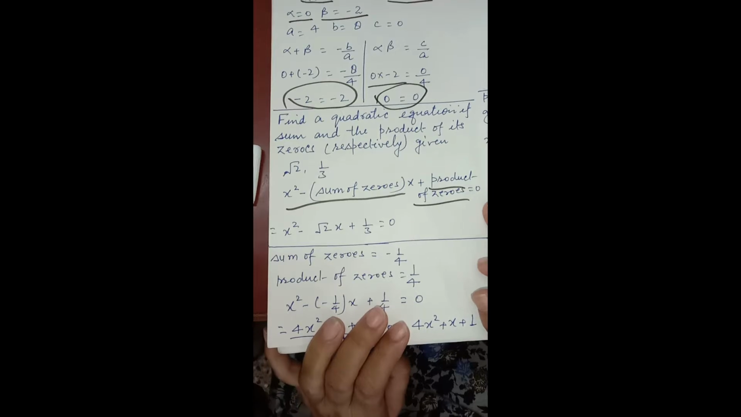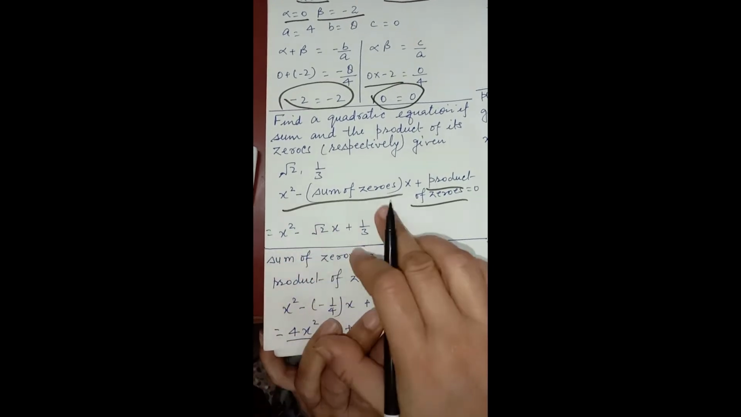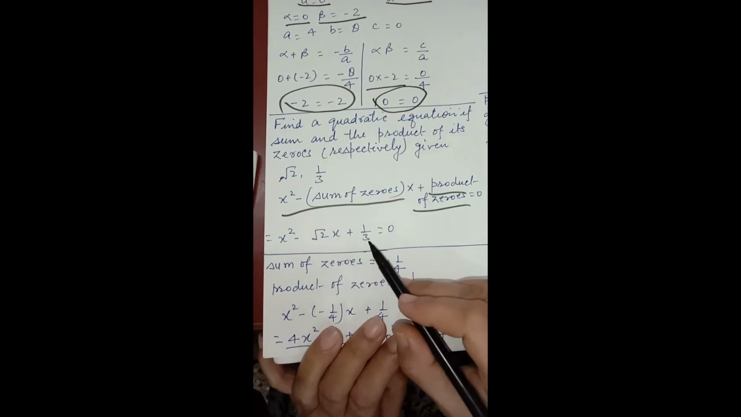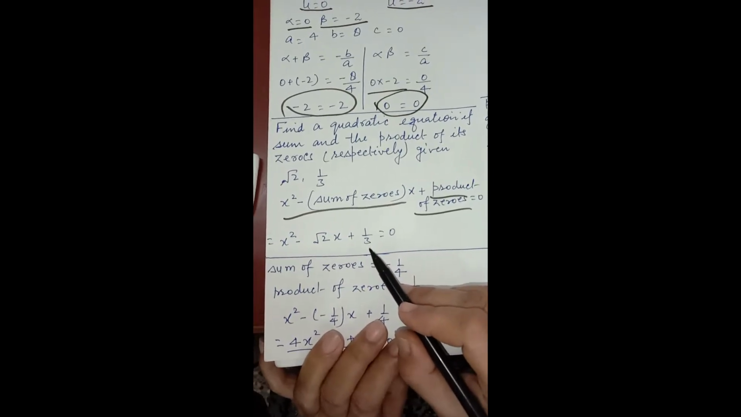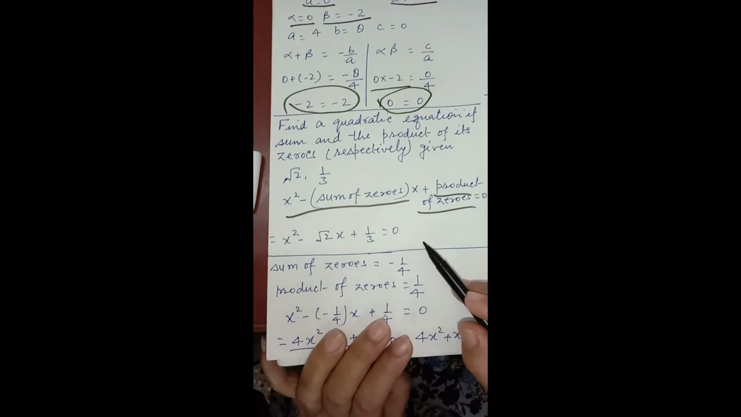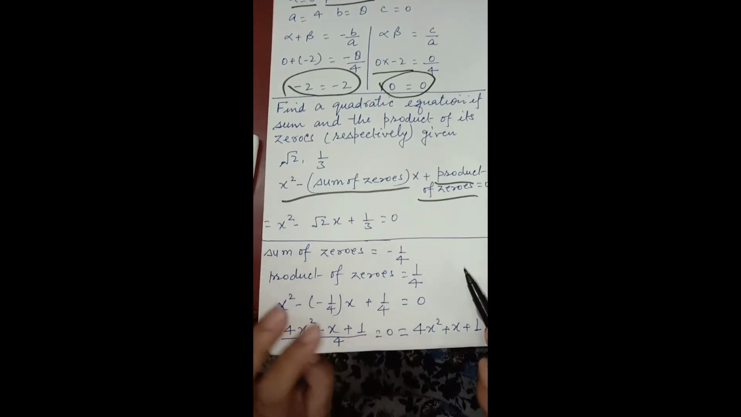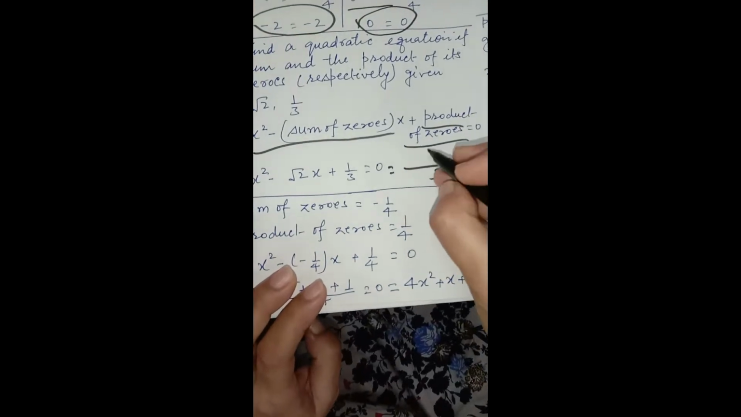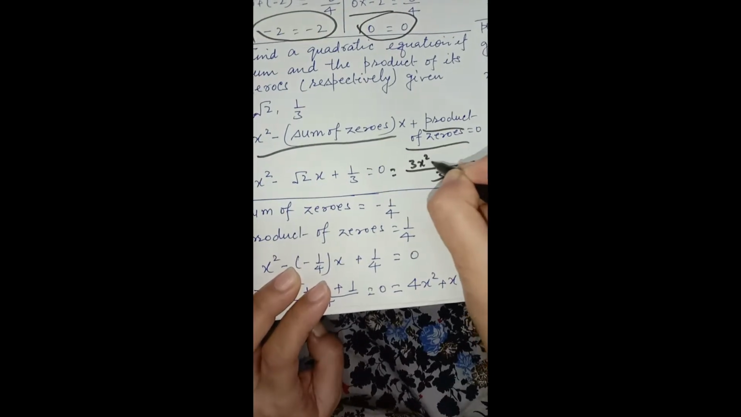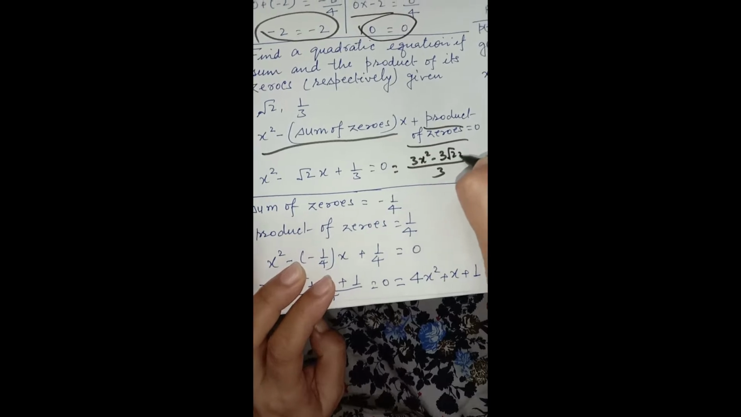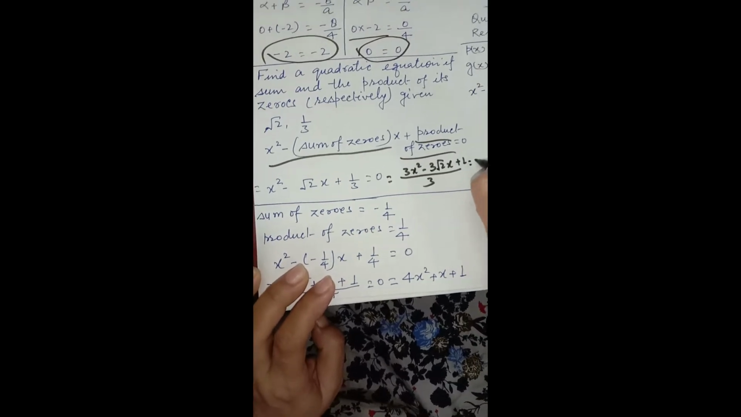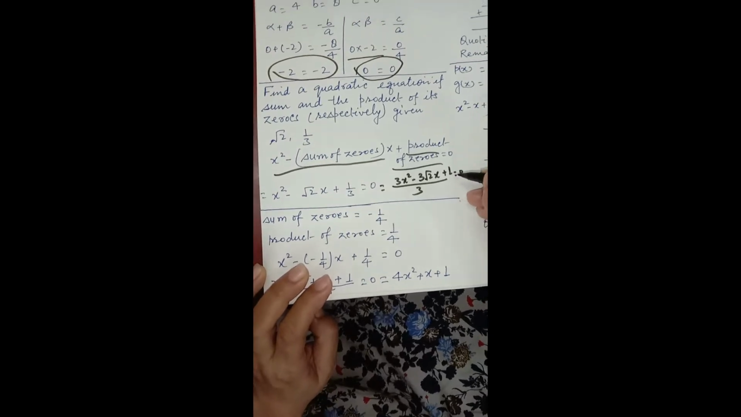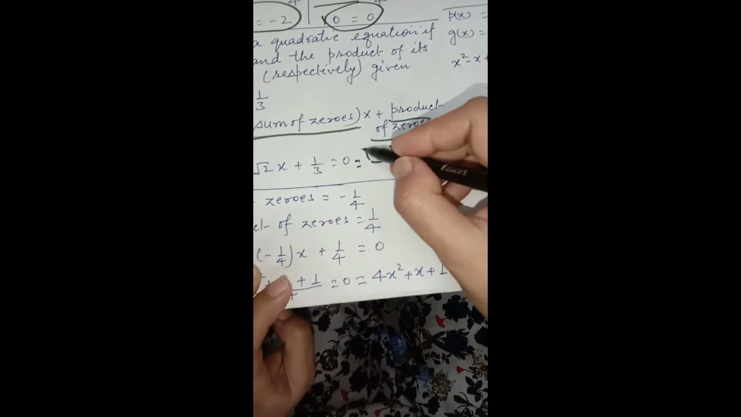So substitute the value. x square minus sum of the zeros, which is root 2, so we'll substitute the value here as root 2, and product of zeros as 1 by 3, so we'll substitute here 1 by 3 equals to 0. This is the equation. If you want to further solve it, you can take 3 as the LCM, and this equation will be 3x square minus 3 root 2x plus 1 equals to 0. When 3 will go on the right side, it will be multiplied with 0 and it will be 0. So this will be the equation only.